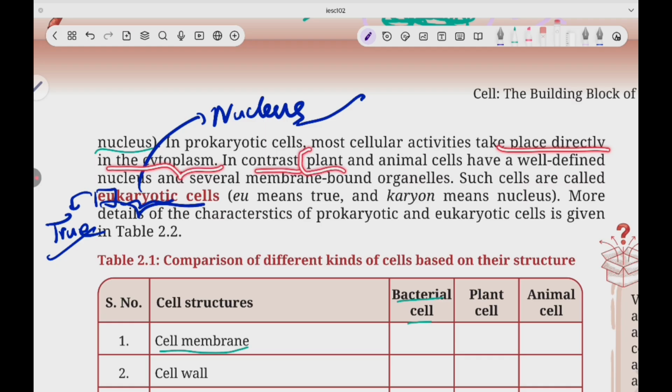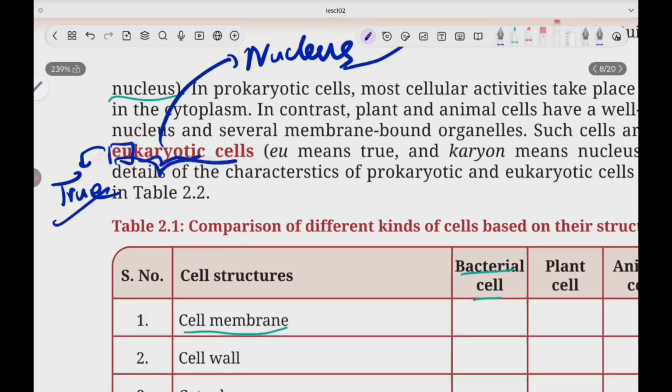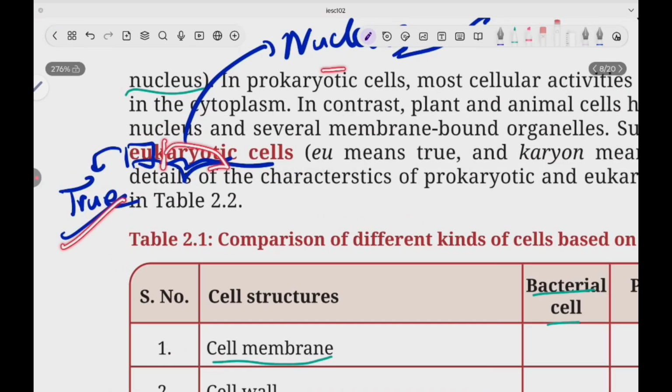In contrast, animal and plant cells have a well-defined nucleus and several membrane-bound organelles. So in a prokaryotic cell, we don't have membrane-bound organelles either. The first thing is the prokaryotic cell does not have a nuclear membrane. The second thing is it also doesn't have membrane-bound organelles, whereas plant cells and animal cells both have a nuclear membrane plus membrane-bound organelles. Such cells which have a well-defined nucleus are called eukaryotic. Eu means true and karyotic means nucleus.